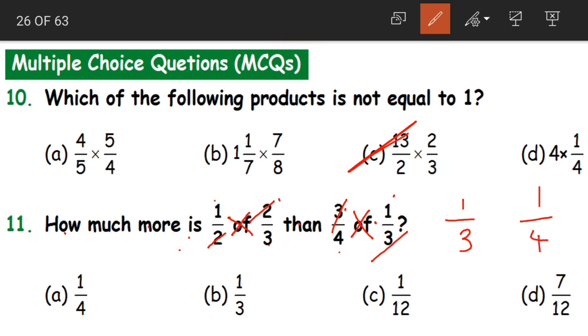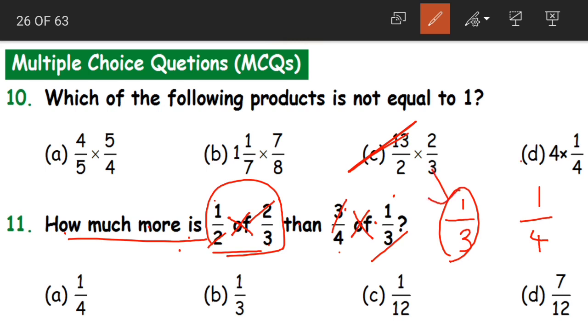What are they saying? How much more is, what is this product? 1 by 3. So we need to find out how much more is 1 by 3 than 1 by 4. Yes, how will we find out? If I ask you how much more is 7 than 5, what will you do? You will subtract and say 2. Yes, in the same way, we need to subtract both the fractions here.